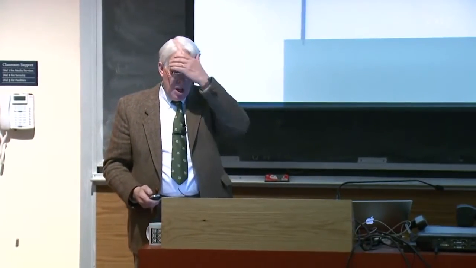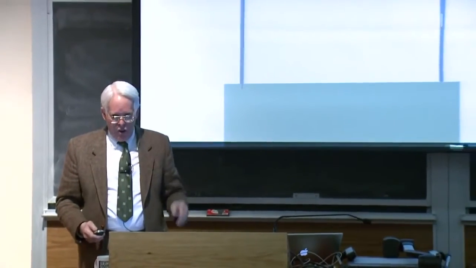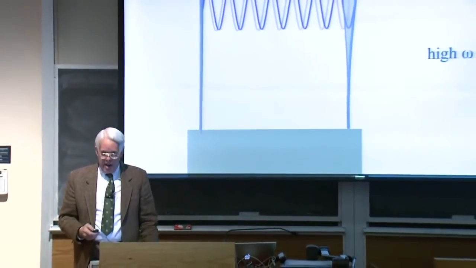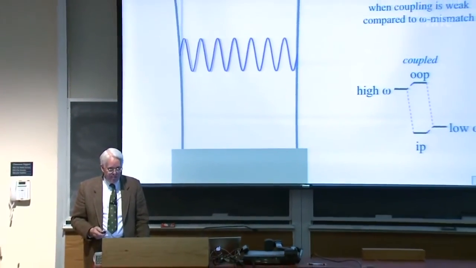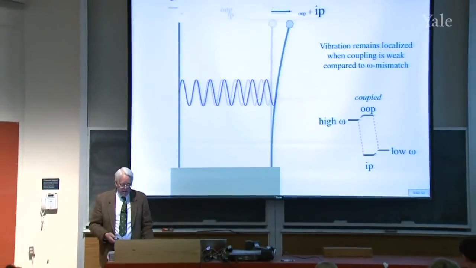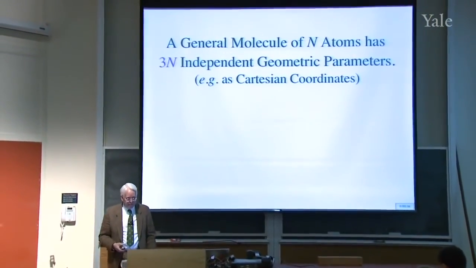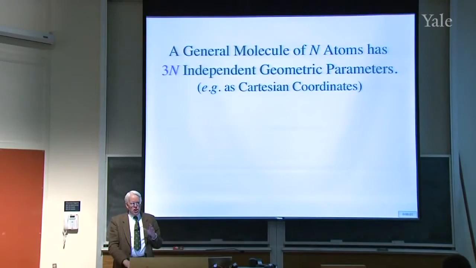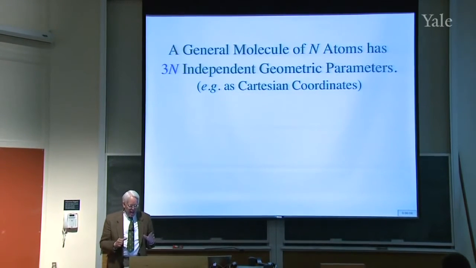Okay, now, the vibration remains localized when the coupling is weak compared to the energy mismatch. These illustrate that. So if you have a general molecule that has n atoms in it, there are 3n independent geometric parameters, x, y, and z for all the n atoms.